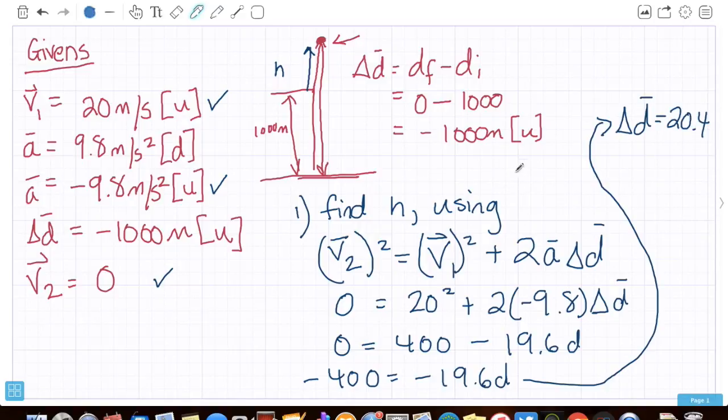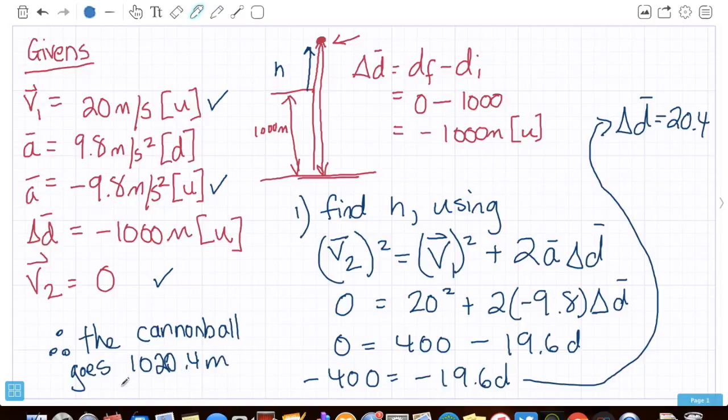Now, the question's asking us how far are we above the ground. So this blue part here is 20.4. So we just have to tack on the extra 1,000. So therefore, the cannonball goes 20.4 meters above ground.